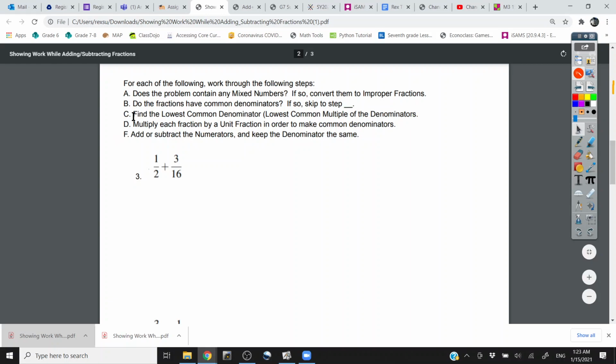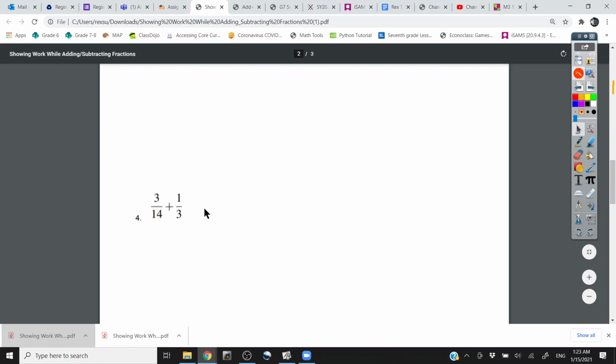Instead, move to step C. Find the lowest common denominator. We'll find the lowest common multiple of 2 and 16. Then multiply by those unit fractions. If you show me these steps, you are showing process. The next one also, are there any mixed numbers? No, there aren't in this case. Do you have common denominators? No, you don't. So you have to find the lowest common multiple of those denominators and go on doing it.